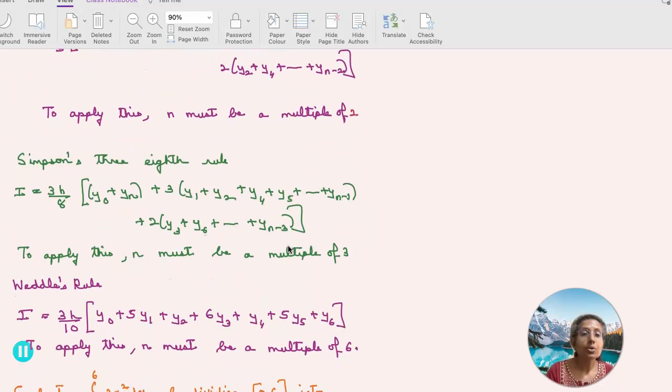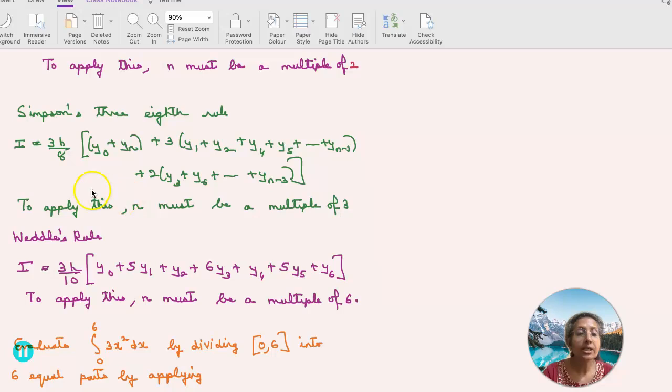Simpson's 3/8 rule says that I, the integral, equals 3h by 8 into y0 plus yn, the first term plus the last term, plus 3 times y1 plus y2 plus y4 plus y5 up to yn minus 1. So you have all the terms except multiples of 3. And then plus 2 times y3 plus y6 up to yn minus 3. That is 2 times the multiples of 3. So to apply Simpson's 3/8 rule, n must be a multiple of 3.